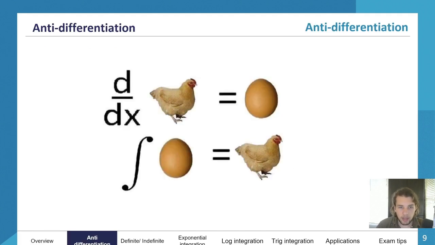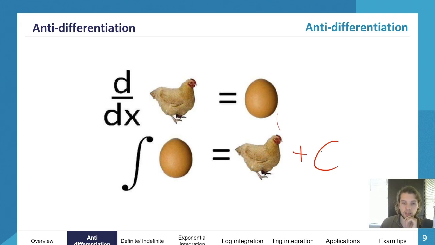Now this is a sort of visual symbolization of what differentiation is. It's saying, from the chicken, if you differentiate the chicken, there comes an egg, the change in chicken, and then if you anti-differentiate the egg, you should get back a chicken. Now that's not exactly the case, because in reality you would probably get something more like the chicken plus c, which we're going to look at soon.